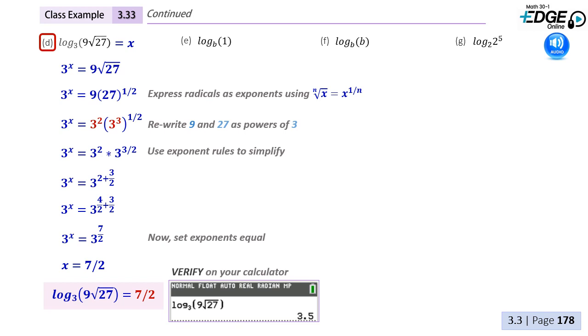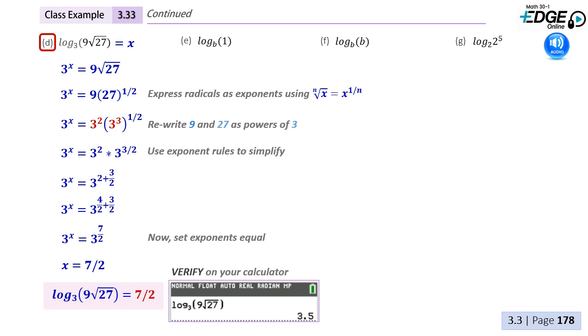I'll first note that in the unit of logarithmic and exponential functions, it's always the case that when we see a square root, or any root, we want to rewrite it using a rational exponent. So let's express the square root of 27 as 27 to the 1/2. Now we see that we have 3, 9, and 27 as bases. All of these can be rewritten as powers of 3. So 9 becomes 3 squared, and 27 becomes 3 cubed.